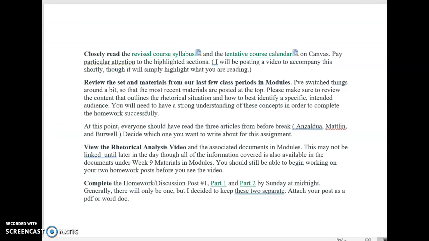So just as a reminder, this is the homework prompt that is due by Sunday at midnight. It's posted under week 9 in modules, and it's also posted to the calendar. Now, I'm not going to read through all of this because it is available in multiple places. However, I am going to draw your attention to the 2 discussion posts, which are due by Sunday at midnight.